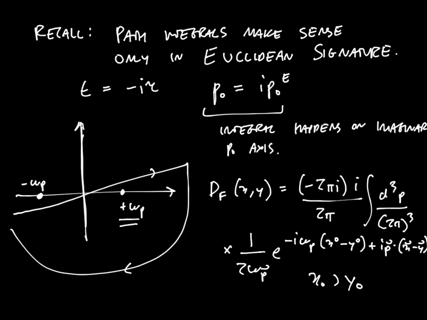That was a little bit of machinery, so I'll give you a second to pause if you'd like and take a look at it again. Now, similarly, if x naught is less than y naught, then we close the integral the other way. Then you have to close the contour above.